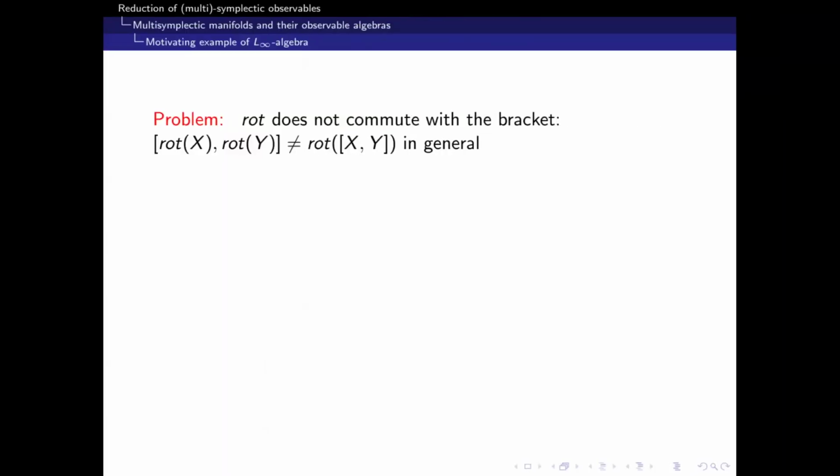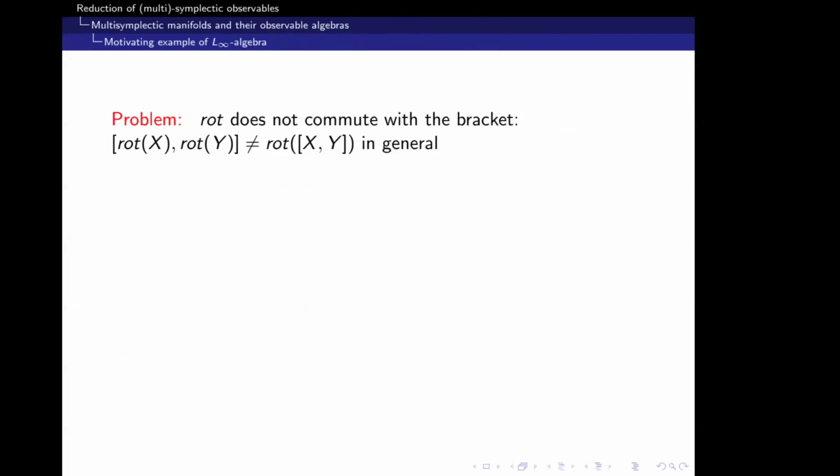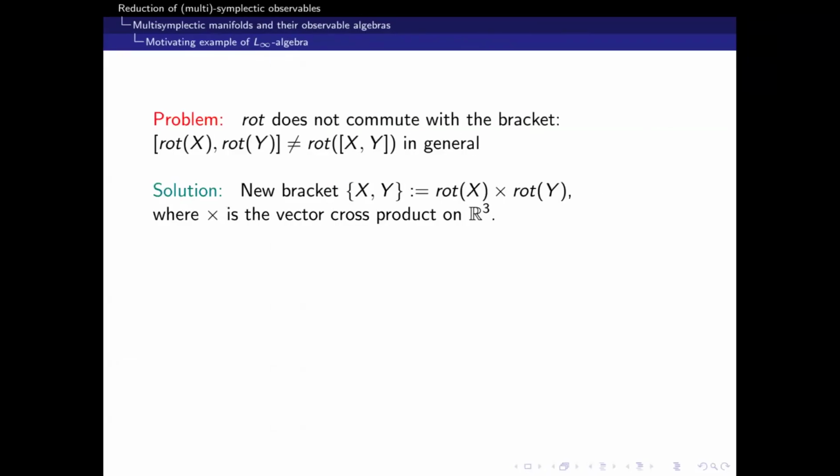However, if we look at the Lie bracket on the left and the Lie bracket on the right, they don't coincide. However, on the left-hand side, we can define a new better bracket, which is compatible with the curl map. So the new bracket, for which we use curly brackets, is mapped by the curl to the bracket of the individual components.